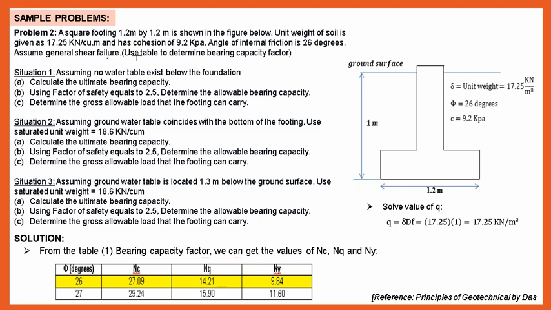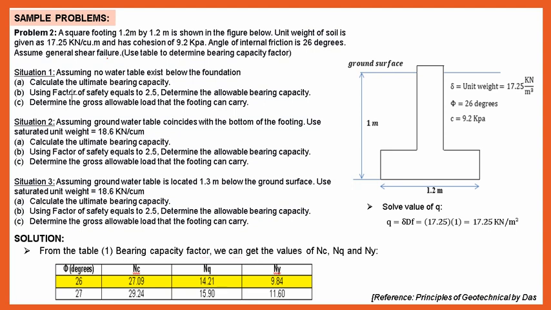We have to use the table to determine the bearing capacity factor. Okay. So, yung situation 1 natin, ito yung given problem natin. So, for situation 1, assuming we have no water table. So, wala tayong water table that exists below the foundation. So, wala tayong water table dito sa ating given diagram. We have to calculate our ultimate bearing capacity.